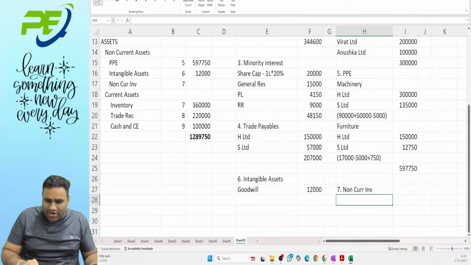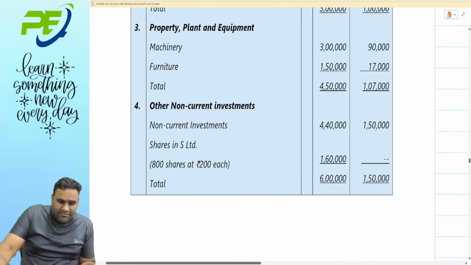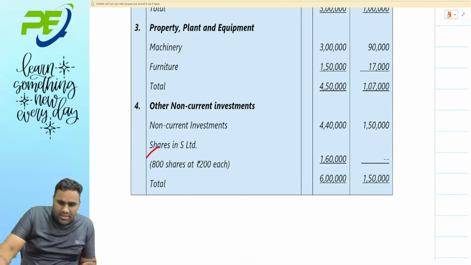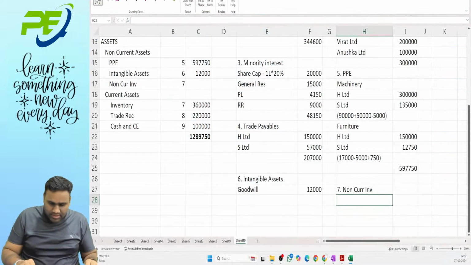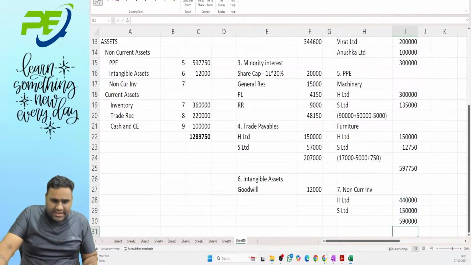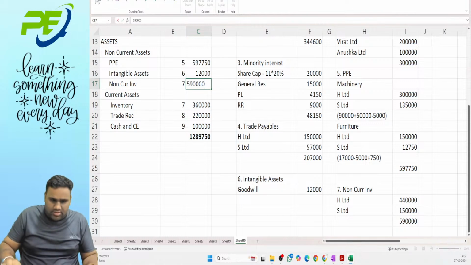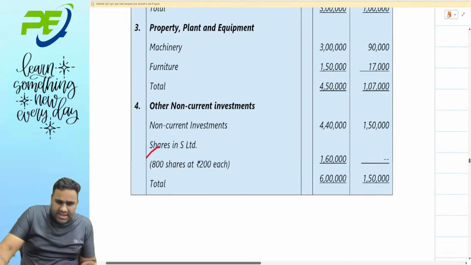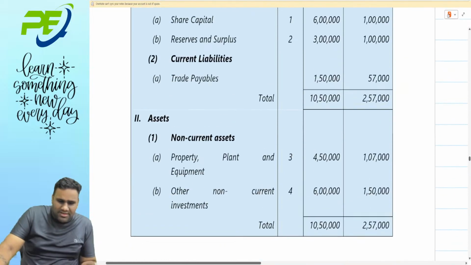So under non-current investment, will shares in S Limited come? No, only non-current investment. So H Limited, S Limited, 440 and 150, both 590. Then inventory. Now simple.